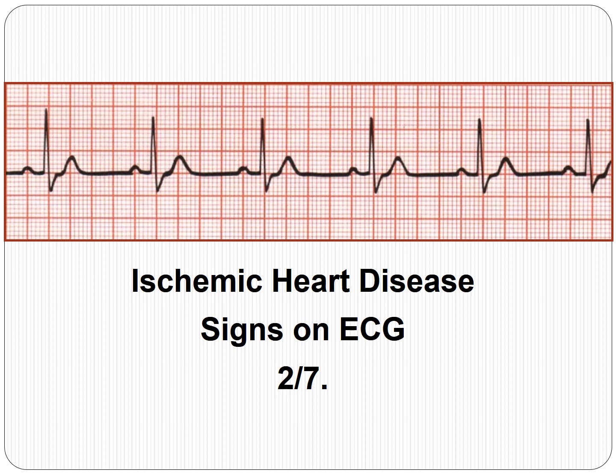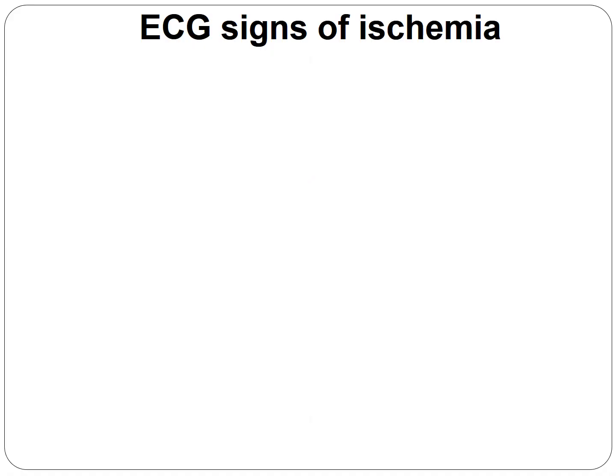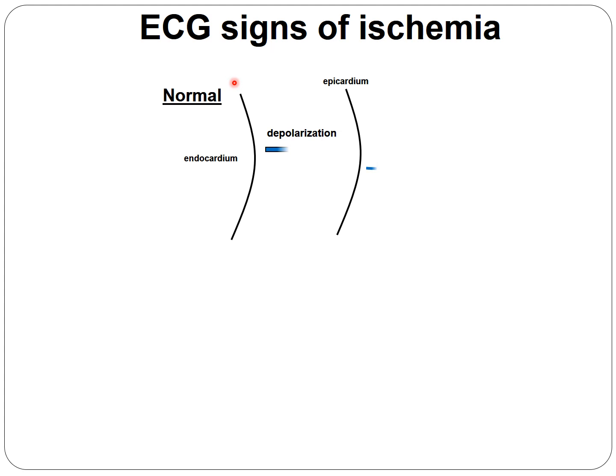In the next part, we are going to show you what kind of signs can be seen on ECG when the patient does have ischemic heart diseases. The ECG signs vary depending on the severity. Let's see first how the normal situation occurs, how normally the myocardium depolarizes and repolarizes.